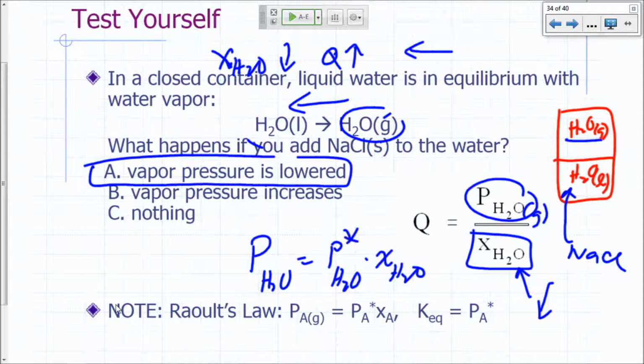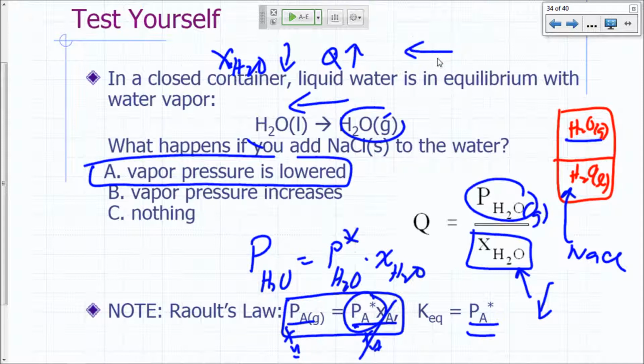So in fact, if you look at right here, here's Raoult's law. P sub A is P sub A star times mole fraction of A. If you divide both sides by X_A, you can see that P sub A star is really nothing more than just another equilibrium constant. So you can think of Raoult's law in terms of a reaction, as if it's a reaction where you have liquid water as your reactant and gaseous water as your product. You can treat it that way.